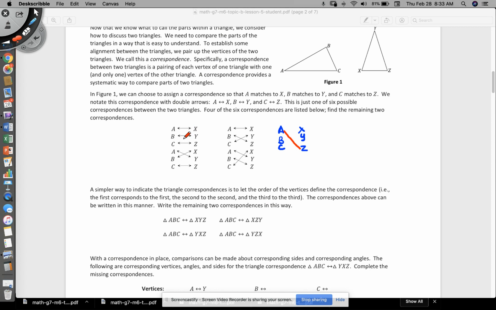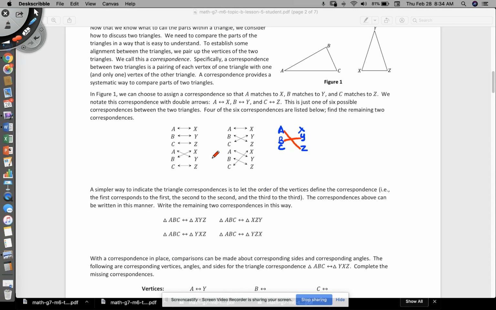All right, now let's look at B. B to Y, B to X, B to Z, B to Z. Well, two of them repeated. So the next option we could do is another B to Y.